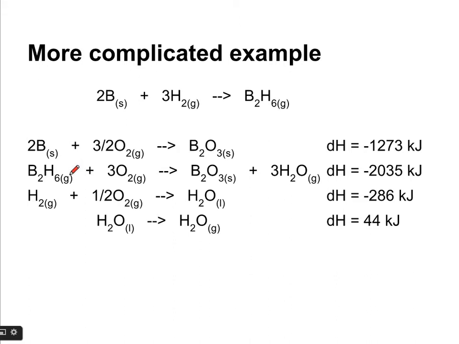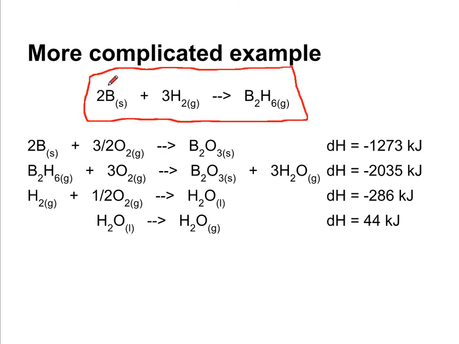In this more complicated example, we're trying to find the enthalpy change for this reaction right here. So this is our target. This is what we're trying to get to. We've got 4 separate steps that take place in this reaction. So we're trying to find the overall enthalpy change by combining these 4 steps.